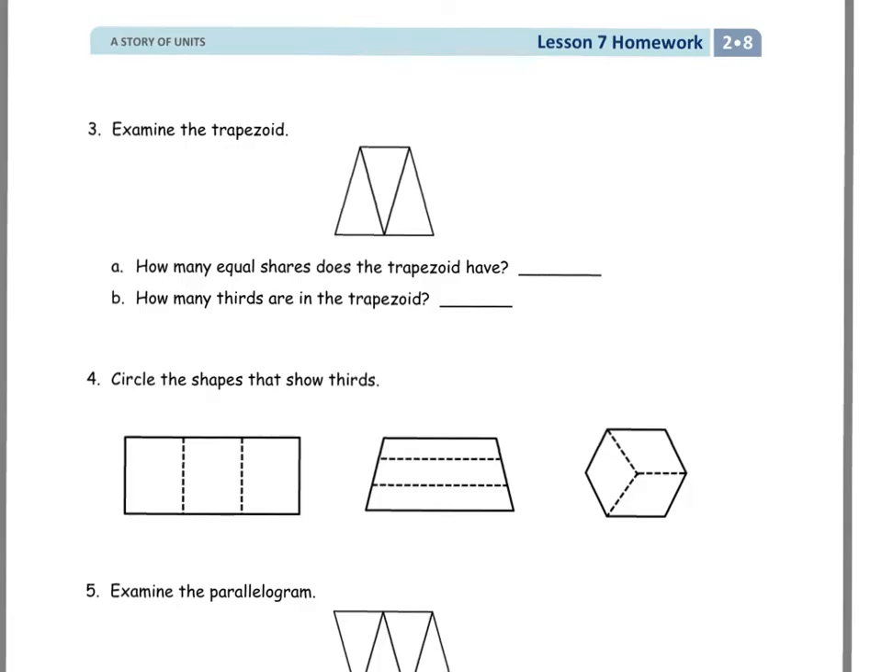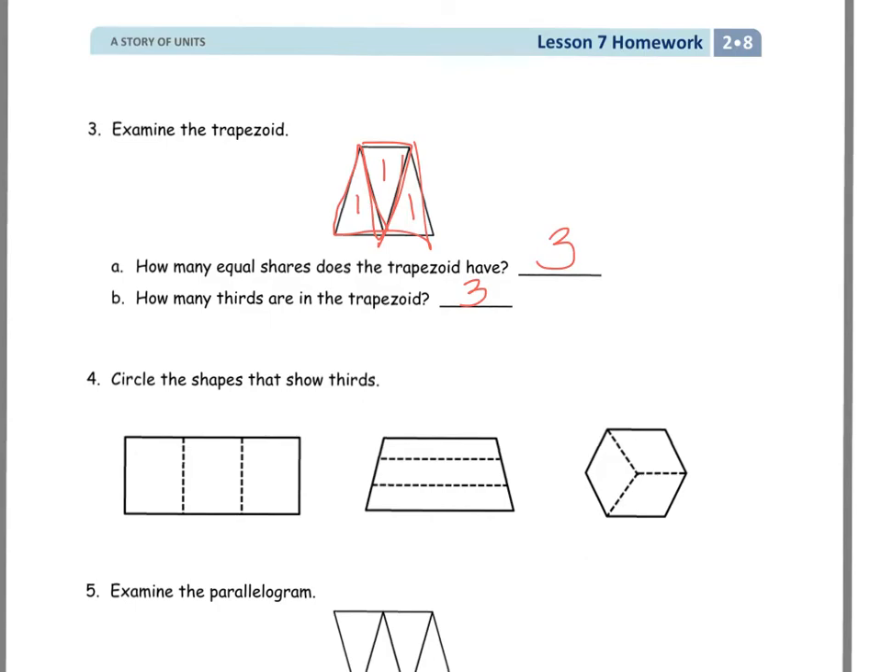So for 3, it says, examine the trapezoid. How many equal shares does the trapezoid have? When we say equal shares, how many equal shapes make this up? And we have 1, 2, 3. How many thirds are in the trapezoid? Well, there's 3 of them. So if we have 3 equal pieces, this is a third, that's a third, and that's a third. So there's 3 thirds that make up that whole piece. And the reason why they're all thirds is because they're all the same size piece.